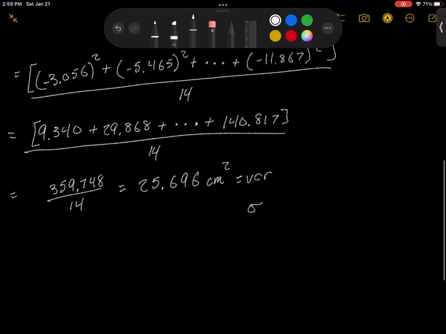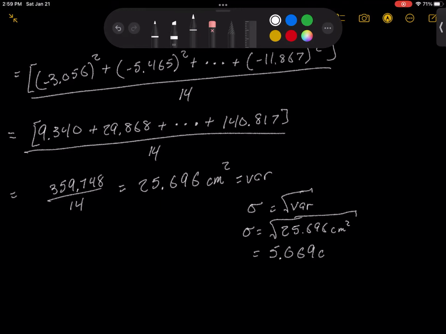I can get my standard deviation by taking the square root of the variance. So this would be the square root of 25.696 centimeters squared, which gives me a standard deviation of 5.069, now just measured in centimeters. Right, standard deviation has the same units of measurement as your original data set. Let me fix that 0, it kind of looks like a 6. There we go. Okay, that's our standard deviation.